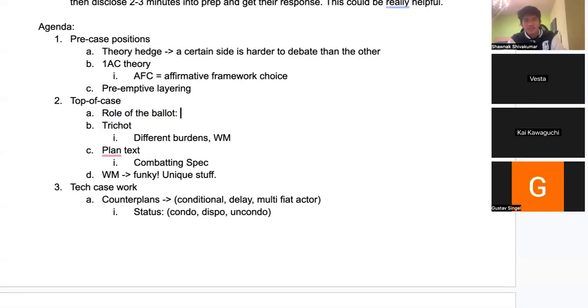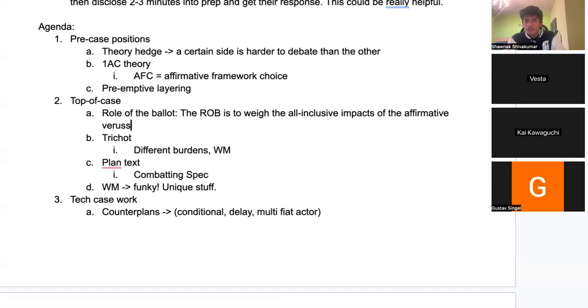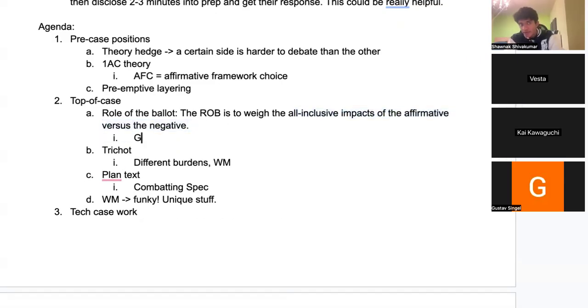I think the role of the ballot is to weigh the all-inclusive impacts of the affirmative versus the negative. Is that correct? I mean, it's something like that. Anyways, the argument you make is that usually the role of the ballot is to weigh the feminist materialist impacts, or some socio-physiological thing. So you're like, okay, instead of just considering the feminist impacts on the sociological well-being of women, you should be weighing the all-inclusive impacts of the affirmative versus the negative. And the reason to prefer here is going to be silencing.